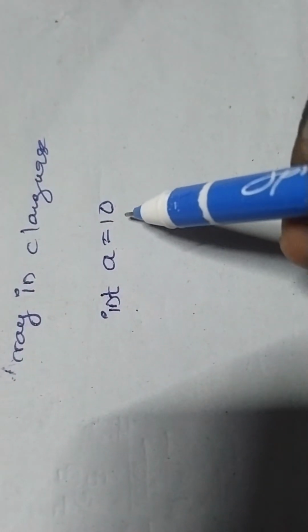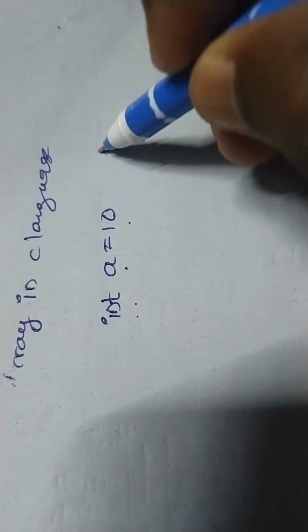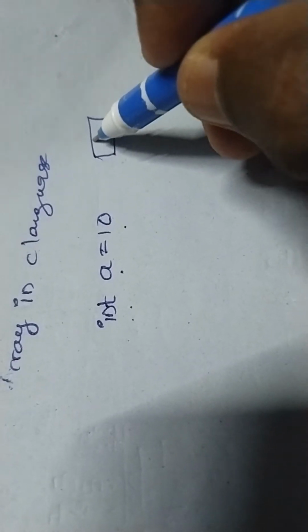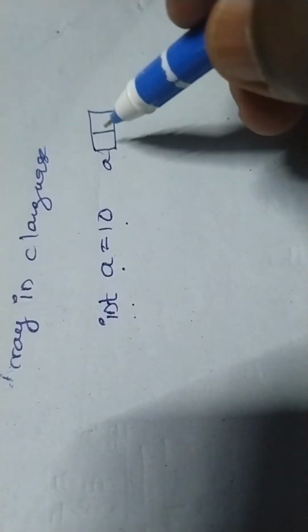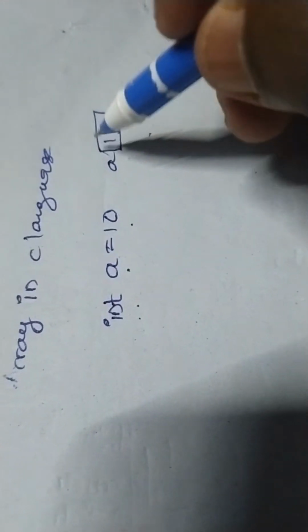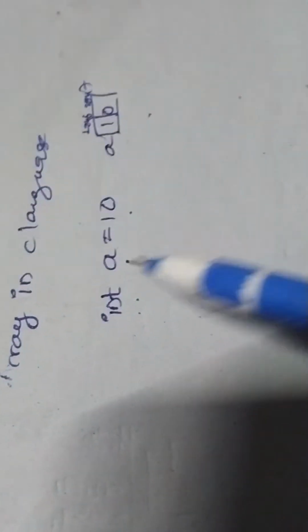int a is equal to 10 means the value 10, which is of integer type, is stored in the memory. This value will be stored in the memory with the name a, and the value 10 will be stored in binary format, and the cell address of this one will be either 2046 or 2047. So that means in a variable we are storing a value.